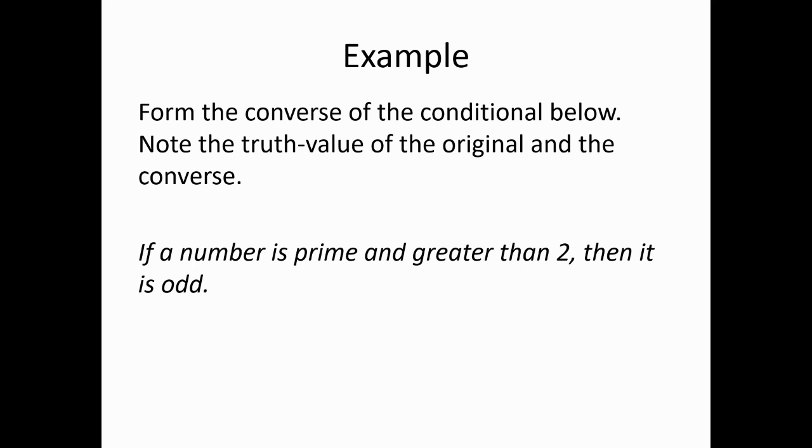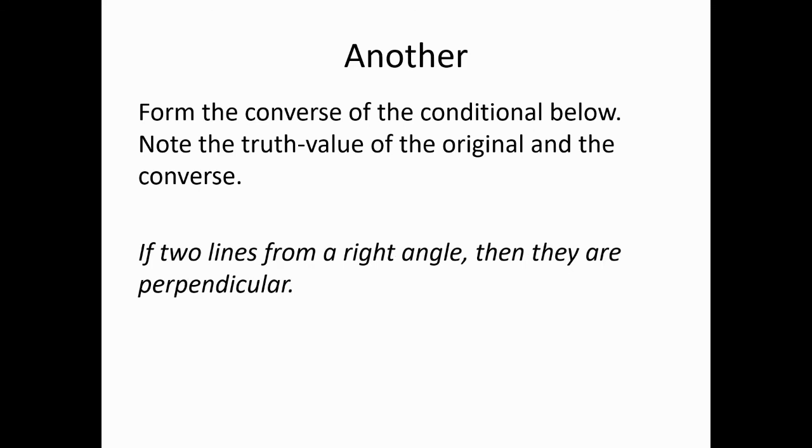But consider what happens when you switch the order of these, that is, the given and the conclusion. Consider what happens when you produce the converse. Then you get, if a number is odd, then it is prime and greater than 2. And that's false, right? Consider, for instance, 15. 15 is odd, but it is not a prime, so it is not a prime greater than 2. So what happened in this case is that when we produce the converse of a certain true conditional, that converse was false.